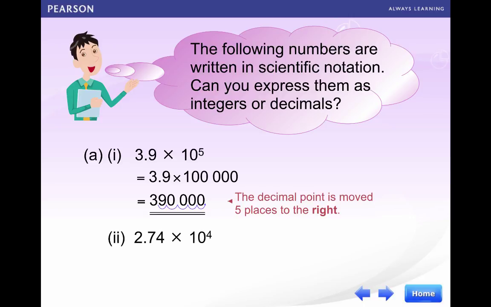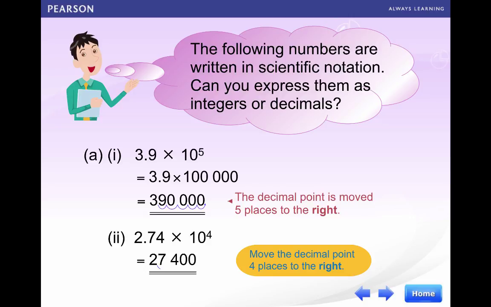And for this number, 2.74 times 10 to the power 4, maybe you can use the computer, but I would use the calculator, which I will talk about later. For A2, 2.74 is actually multiplied by 10,000. So it will be 27,400.